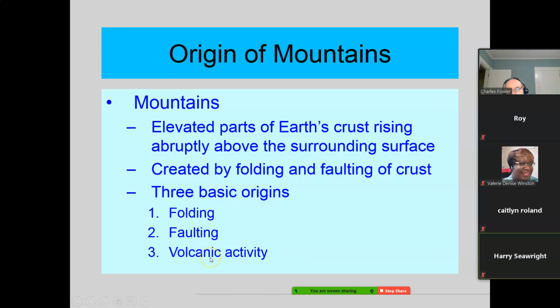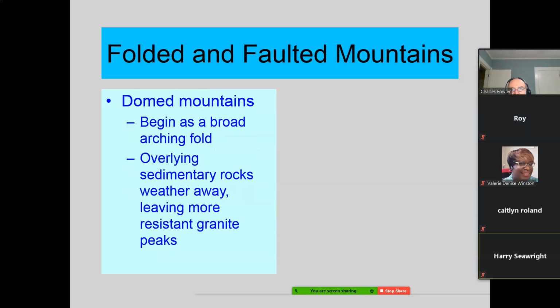The third is volcanic activity, where a volcano, the magma has come to the surface, become lava, and it's poured out and built a mountain around it. That's volcanic activity. Not folding or faulting, though a fault may have been involved. That's where the magma came from, but that's from volcanic activity. So there's the three basic origins of mountains. So let's look at each one separately. First, folded and faulted. We'll start with the folded.